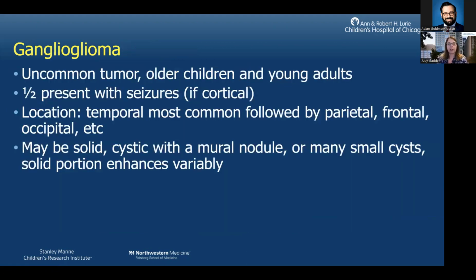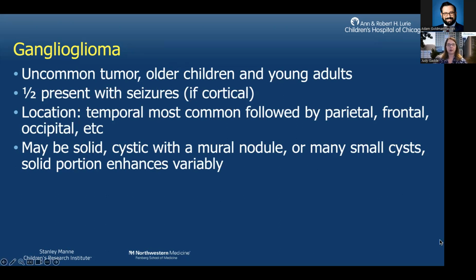Next up, we have a ganglioglioma. These can be WHO grade 1 or 2. They say that they're uncommon. And about half of these patients will present with seizures, especially if it's cortical in location. Again, most common in the temporal lobe.